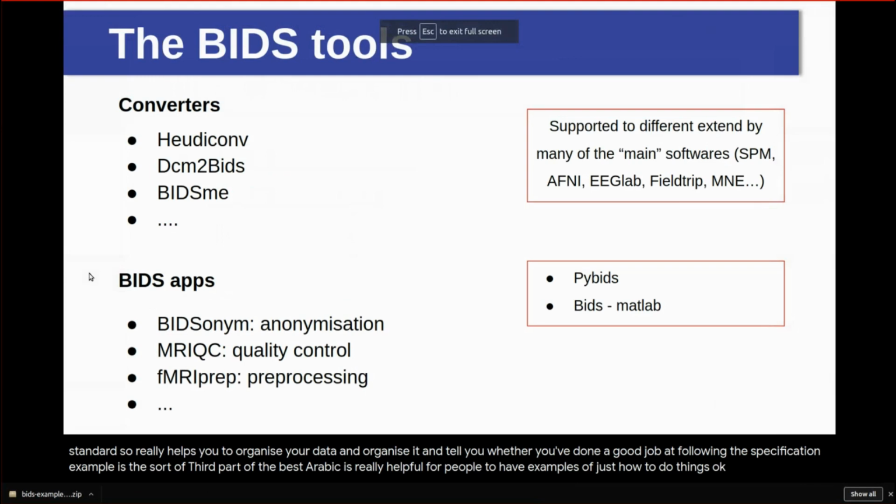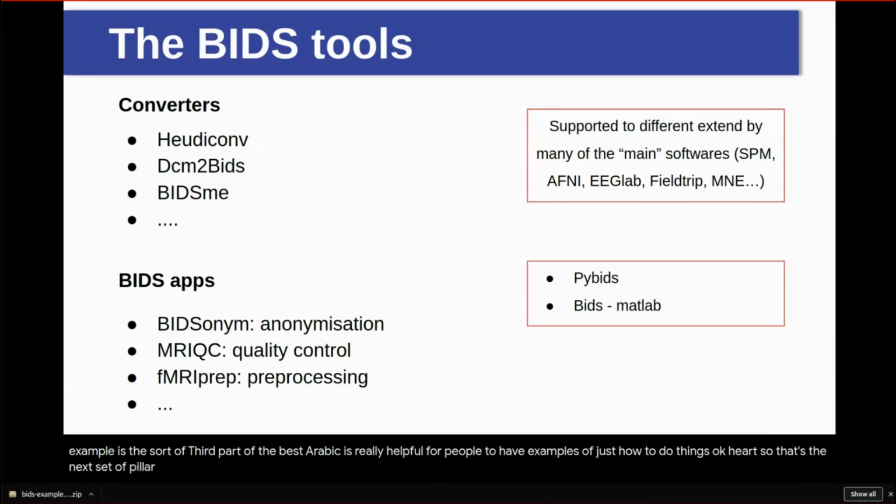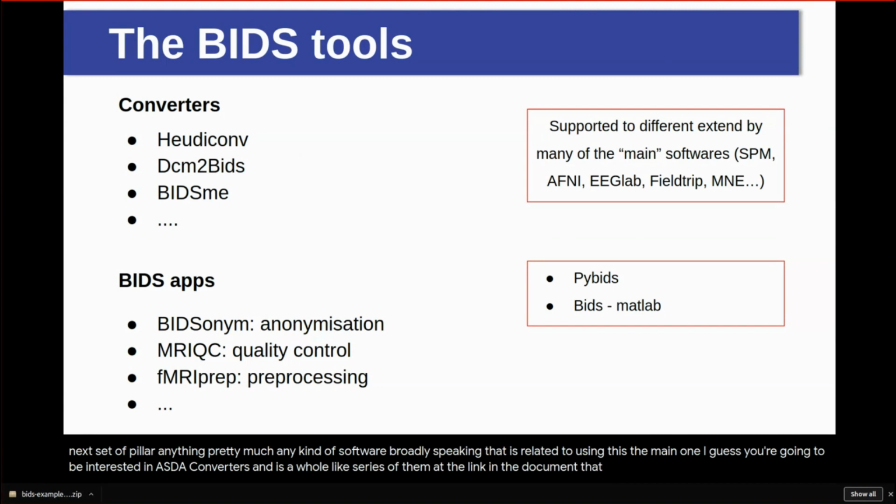Okay. And then you have the BIDS tools. All right, so that's the next pillar. And that's pretty much any kind of software, broadly speaking, that is related to using BIDS. The main one you're going to be interested in is the converters, and there's a whole series of them. I've put a link in the document that I shared with you.